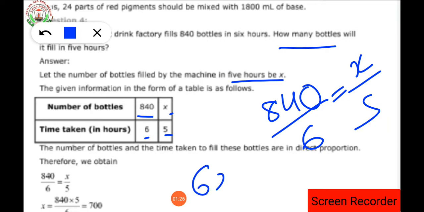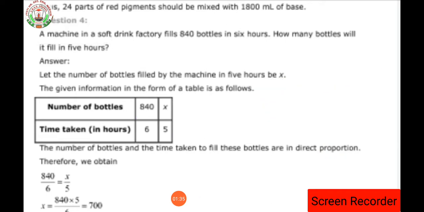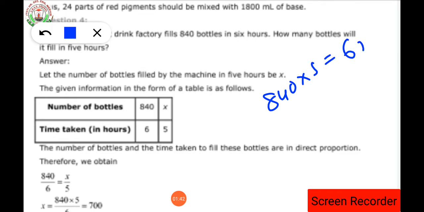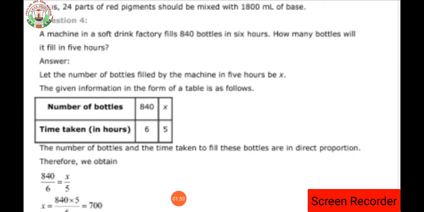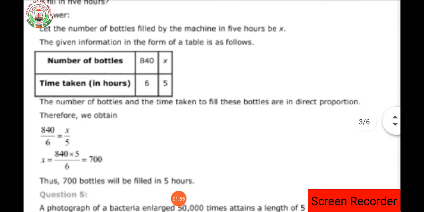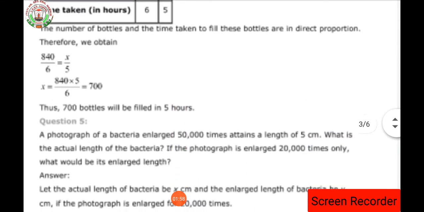Now we will cross multiply, that is 6 into x will be 6x and 5 into 840. So 840 into 5 is equal to 6x, isn't it? Now 840 into 5 upon 6 is equal to x. Solving this equation, we will get the required answer as 700 bottles. So in 5 hours, 700 bottles will be filled.